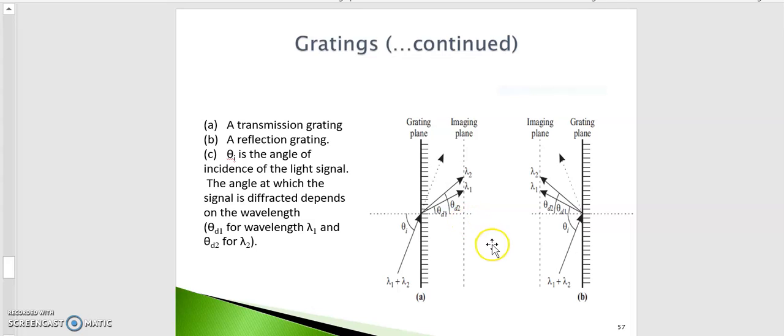So this is the diagram of a transmission grating, and this is your reflection grating. This theta i is the angle of incidence, and the incident light is composed of lambda 1 and lambda 2. That is, two signals are present, we assume. Theta d is the diffracted angle. For lambda 1, the diffracted angle is theta d1, and for lambda 2, the diffracted angle is theta d2. This is your transmission grating. This is your reflection grating. This is your grating plane. These lines are your slits. The slits are very narrow, and this is your imaging plane.